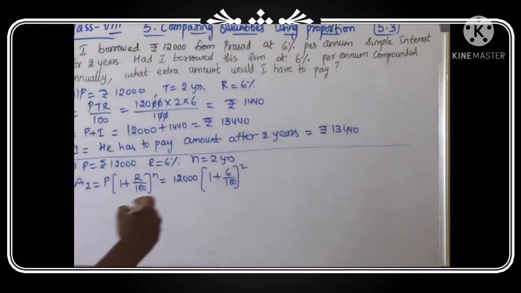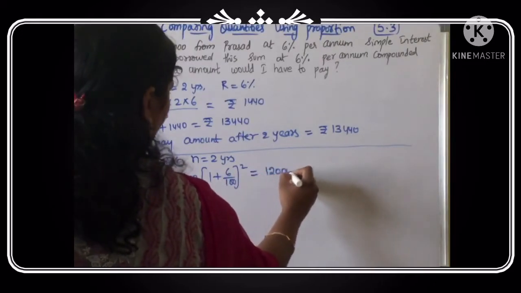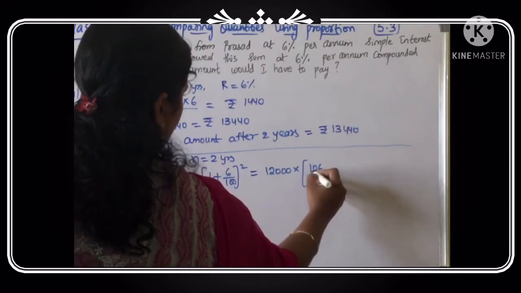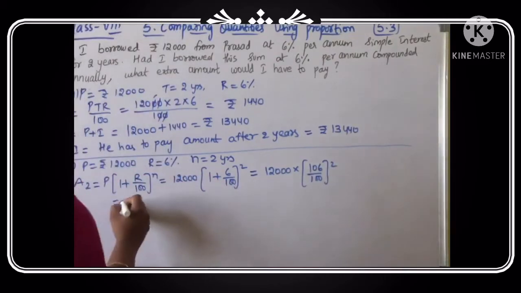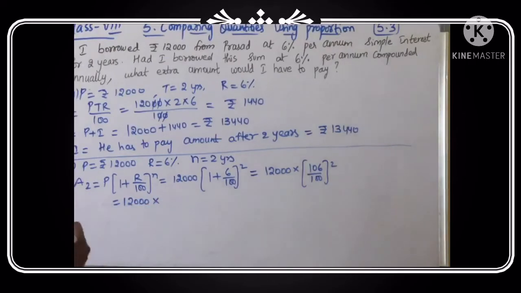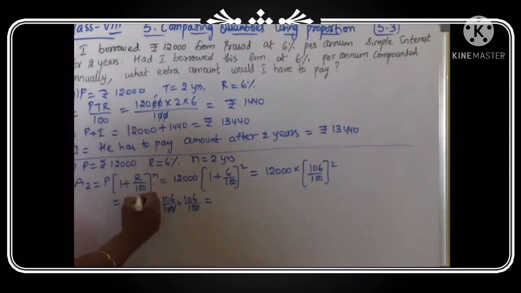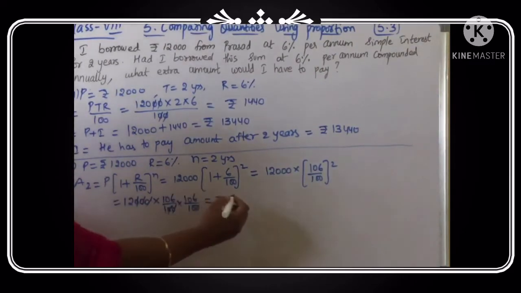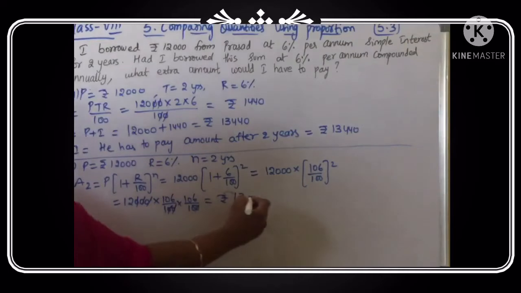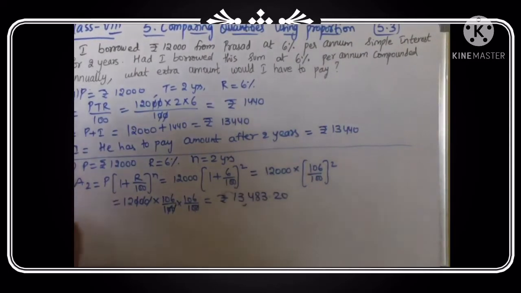Okay. Now when you take LCM, 100 plus 6, 106 by 100 whole square. That is nothing but 12,000 into, since square is given, 106 by 100 into 106 by 100. Here the zeros get cancelled and one more zero gets cancelled. So when you multiply and divide it by 10, you are going to get 13,483.20, right?